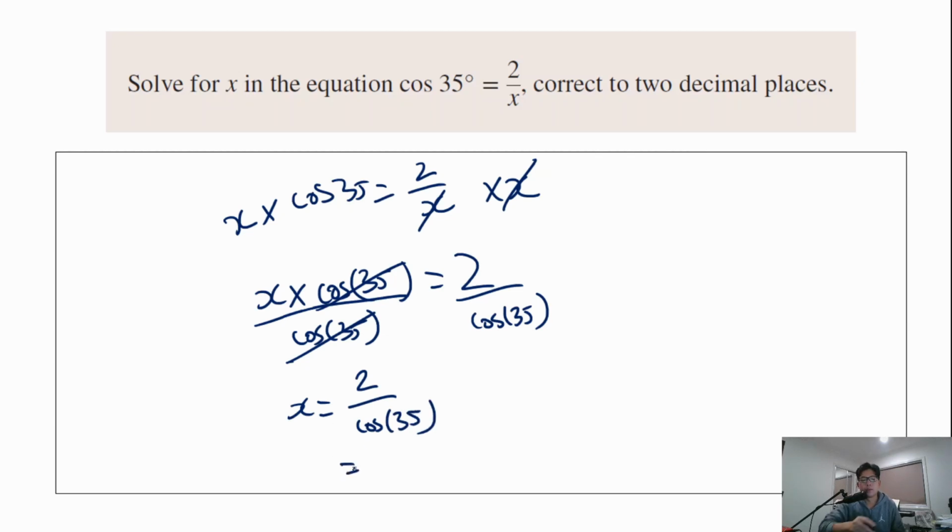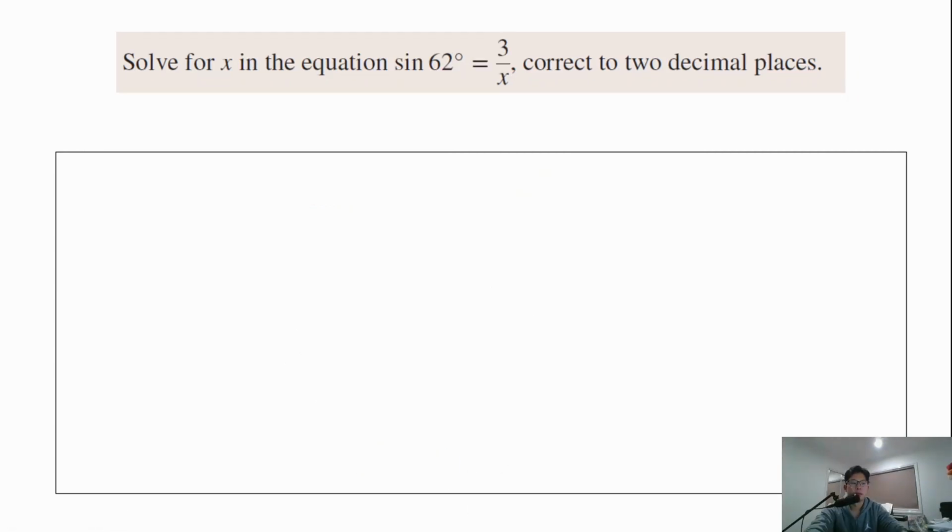And now to work that out, we just put those values into our calculator. So it's 2 divided by cos 35, and we are left with 2.44. Alright, now it's your turn. Let's pause the video here and have a go. Just unpause when you're ready to go through it with me.